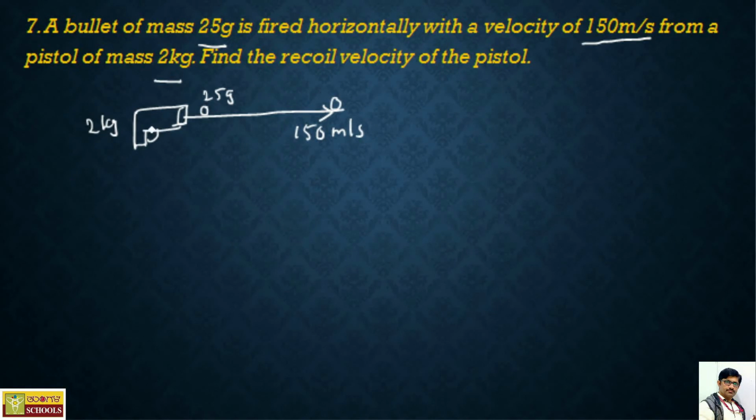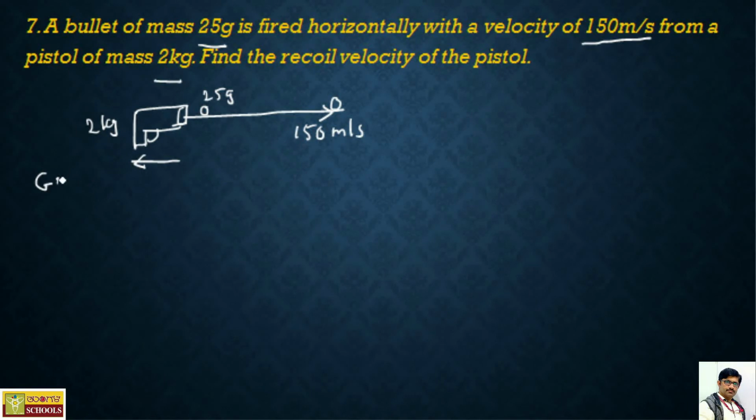So after firing, this pistol must move against the motion of the bullet, as per Newton's third law of motion. For every action there is an equal and opposite reaction. That part is known to us. So if the action is done on the bullet, the reaction has to be on the pistol in this case.